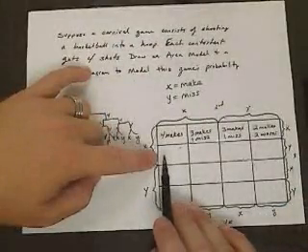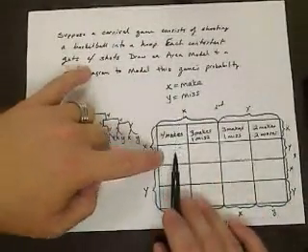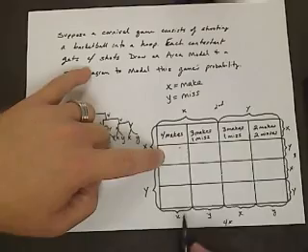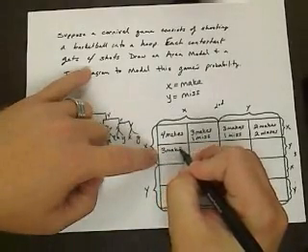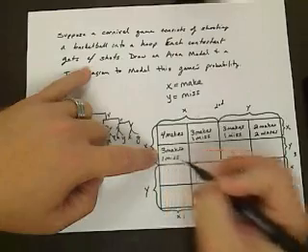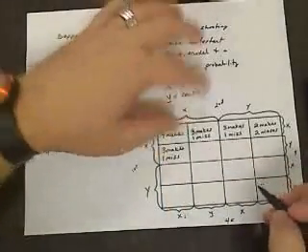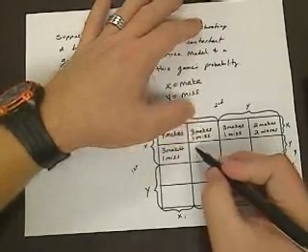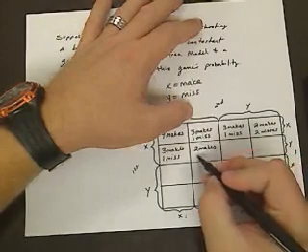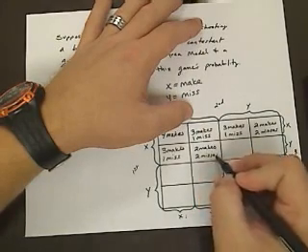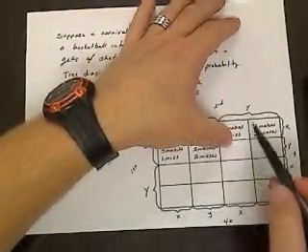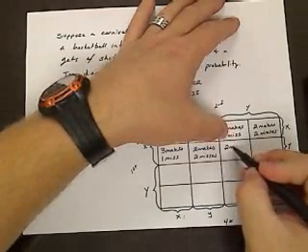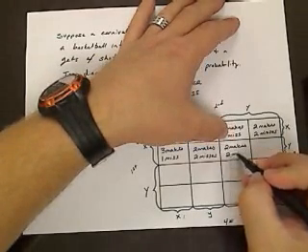This one, make the first, make the second, miss the third, and make the fourth. So this one is 3 makes, 1 miss. Make the first, make the second, miss the third, miss the fourth. 2 makes, 2 misses. Make the first, miss the second, miss the third, make the fourth. So this one's 2 makes, 2 misses.